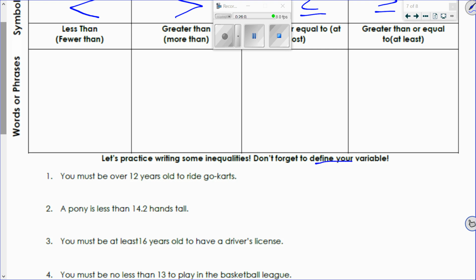One big one, we must define our variable. If you define your variable, it's going to help you understand what you're doing in these inequalities. The key to ask yourself as you read the problem and mark your text is, what is changing? That's my variable. If it's changing, it's a variable. So you must be over 12 years old to ride go-karts. What's changing?